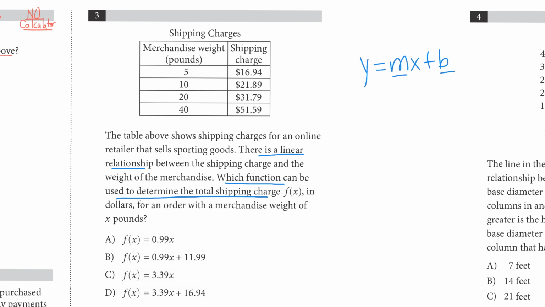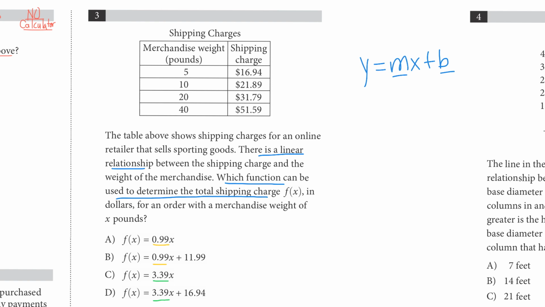So if we look at the answer choices, we've got a slope here of 0.99, 0.99, and we also have two other slopes of 3.39 and 3.39. So is it the 0.99 or 3.39? Now, these numbers here will require use of approximations, so that would make it a whole lot easier. We need to find the slope.